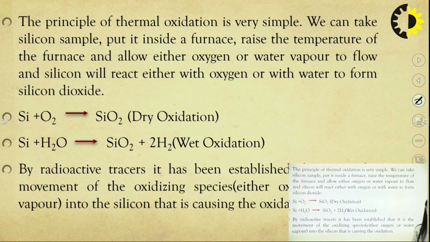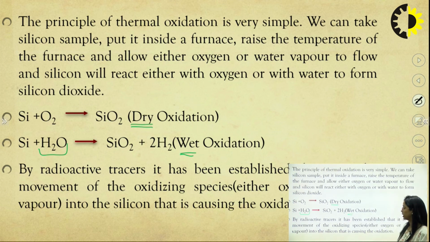Now the principle of thermal oxidation is very simple. We take a silicon sample, put it in the furnace as we have seen, and we raise the temperature of the furnace and allow either oxygen or water vapor to flow over the silicon, and the silicon will react with either the oxygen or the water vapor to form silicon dioxide. In the case of dry oxidation, there is no vapor. We can see that H2O is absent here, so we are calling it dry oxidation. In the other case, wet oxidation, we have water vapor along with the oxygen molecule. We are not passing vapor in dry oxidation.